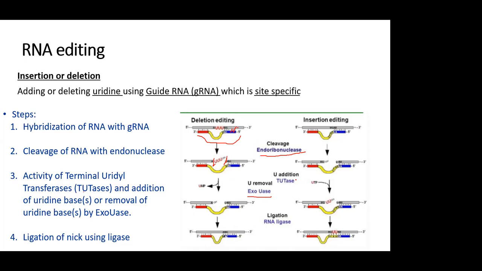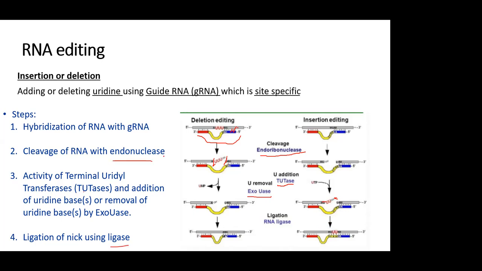If you want to add, the addition is going to be done by something called terminal uridyl transferase. Just think of it as transferase. It's going to transfer the uridine into the mRNA. Exo, like out, it's going to delete the uridine bases. So exo, out, the uridine bases are out. We're going to delete them. They're going to transfer them into the mRNA here. When you transfer them here, you also want something to connect what the endonuclease has already done. They cut here before we add the nucleotides. You want something to ligate here.